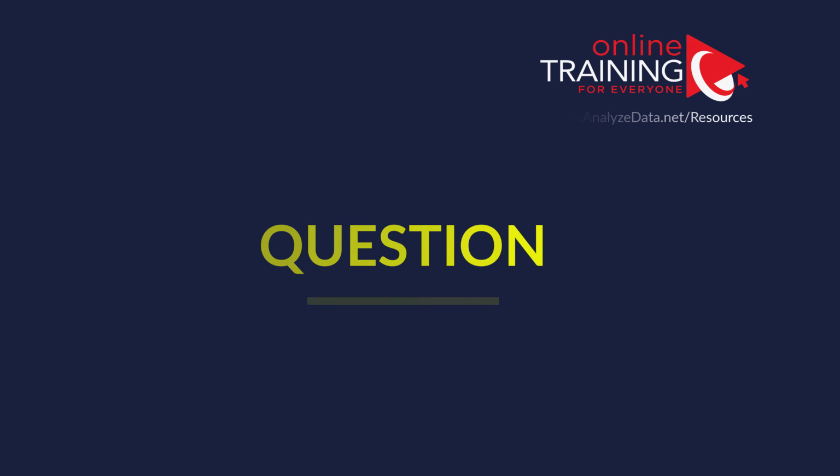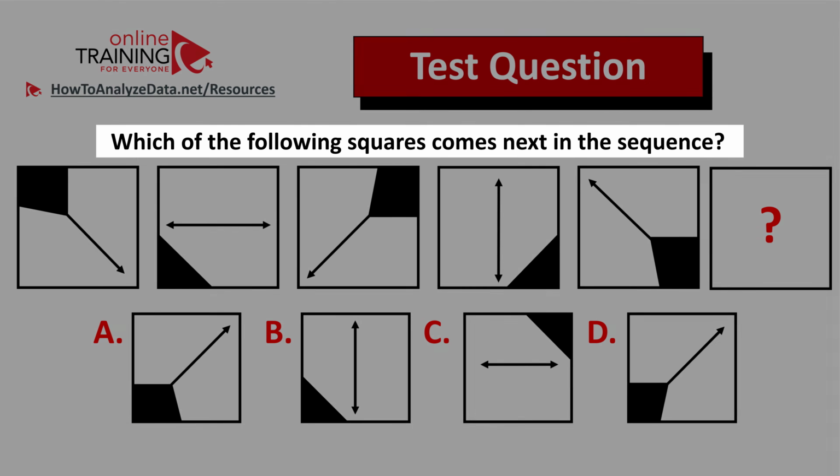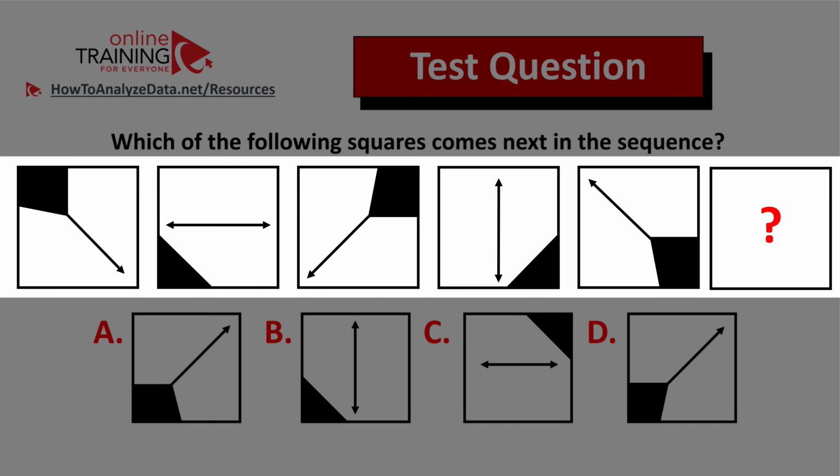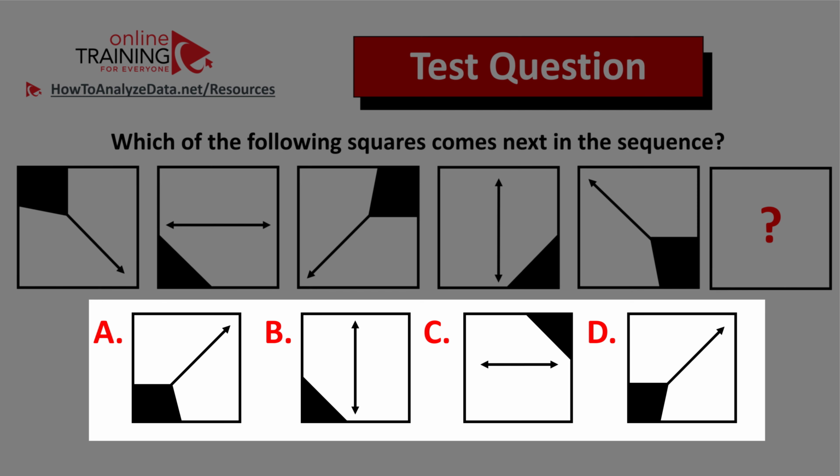Let me share with you a tricky question which tests your pattern recognition, reasoning, as well as analytical skills. Which of the following squares comes next in the sequence? You're presented with the sequence of 6 squares, and square number 6 is missing, and you need to pick it up out of 4 different choices: choice A, B, C, and D.